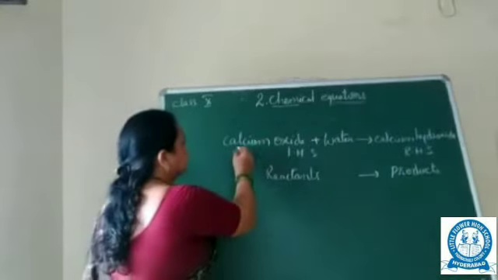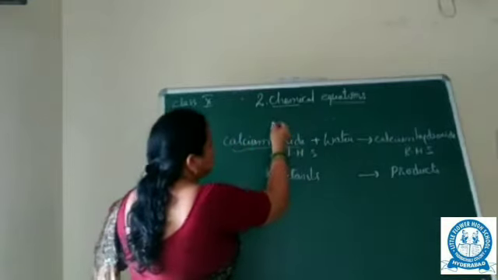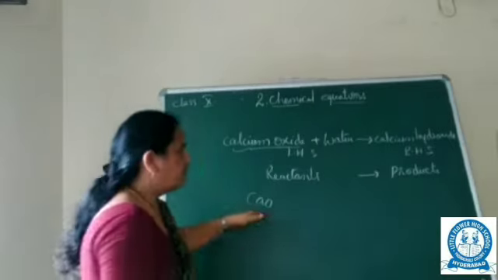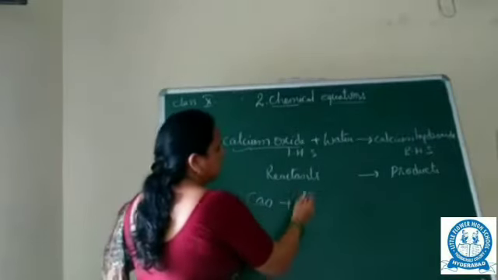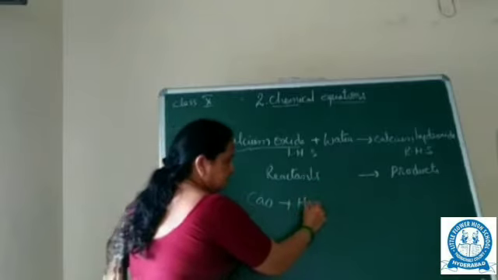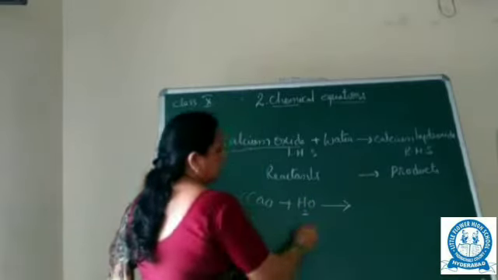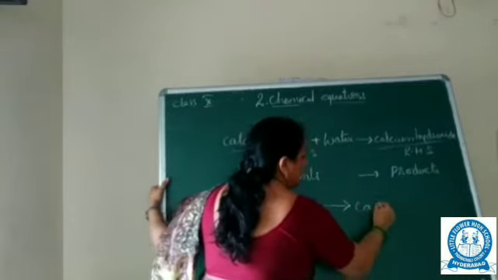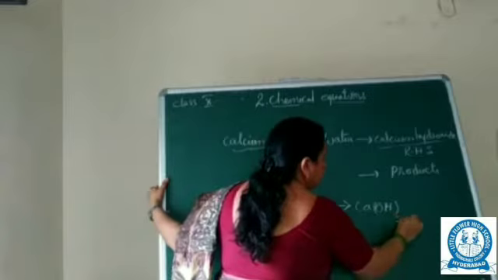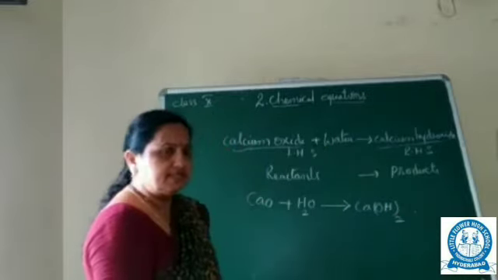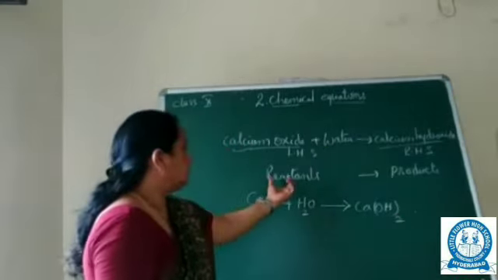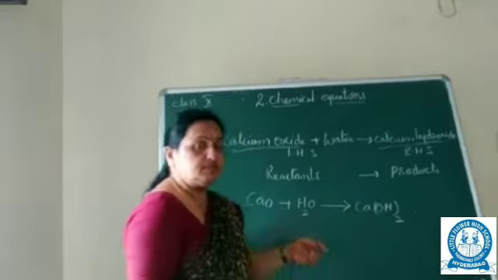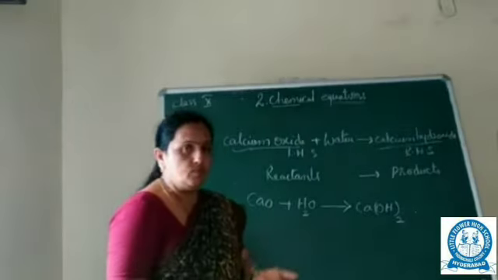So, let us take calcium oxide. This lengthy word we can write as CaO. This is the symbol. And plus water. Water symbol, you know children, H2O, and forms calcium hydroxide, Ca(OH)2, the OH taken twice. This is an equation. In this, you find the reactants are 2 and the product is 1. Sometimes the products are also 2 or more.